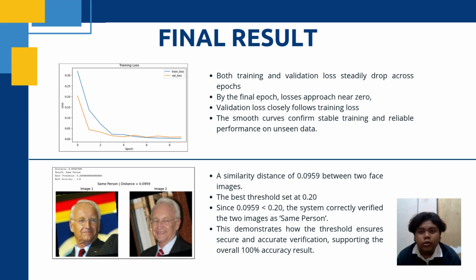Now, we look at the verification result. The system calculates a distance of 0.0959 between the two images. Our base threshold is 0.20, which acts as a decision boundary. Because 0.0959 is below 0.20, the system correctly outputs the same person. This example proves the threshold ensures secure, accurate verification, consistent with the 100% accuracy achieved.